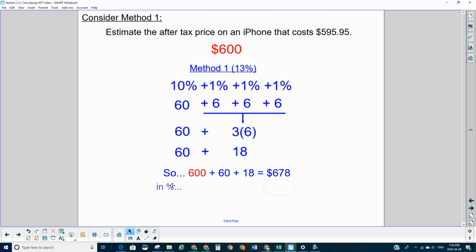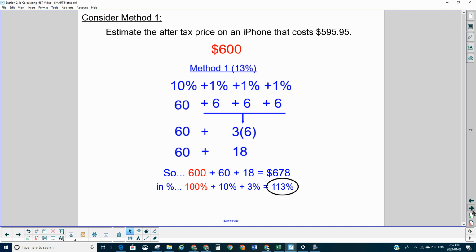So if we thought of this in percents, 600 is our 100%, the price of the object. The 60 was the 10%. And the 18 came from 3 1%. And so the after-tax price is actually 100 plus 10% plus 3%, which is 113. 100% of the price plus 13% tax gets us 113%. Now, it seems weird we're calculating more than 100%, but when you're calculating the tax, you're paying more than the actual ticket price.